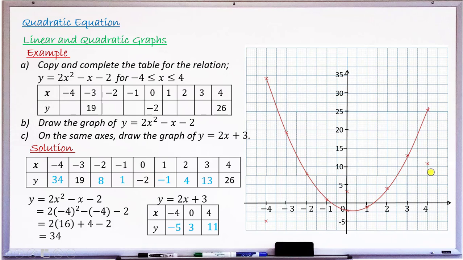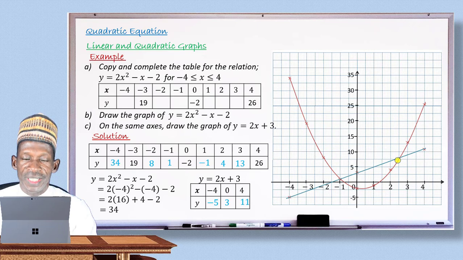This is the point. So I'll now join these 3 points, 1, 2, 3, using my long ruler. This time around it is a long ruler because it's going to be a straight line. So using your long ruler, you join these points. Look at my long line. If one of the points happens to deviate from this line, it means there is an error somewhere. So this is my straight line, and this answers this very question. I have drawn the quadratic graph, which is this red curve, and I have drawn this straight line, which is this blue line. Now, this is the end of this very lesson, my dear student.